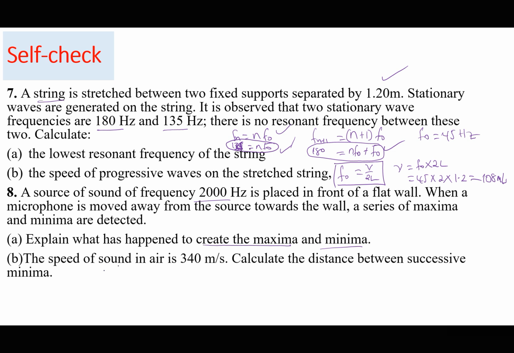The speed of sound in air is 340. Calculate the distance between successive minima. The distance between two successive minima is always half of the wavelength. They have told you the speed, and we have the frequency. The wavelength is equal to the speed over the frequency. The distance between two successive minima, or two successive maxima, is half a wavelength. So if I find the wavelength, I then take half of it. That is going to be the distance between successive minima.